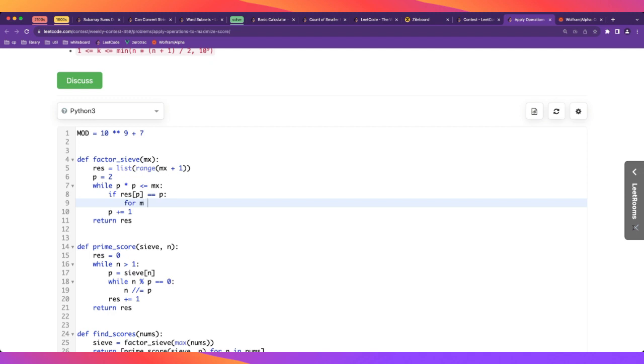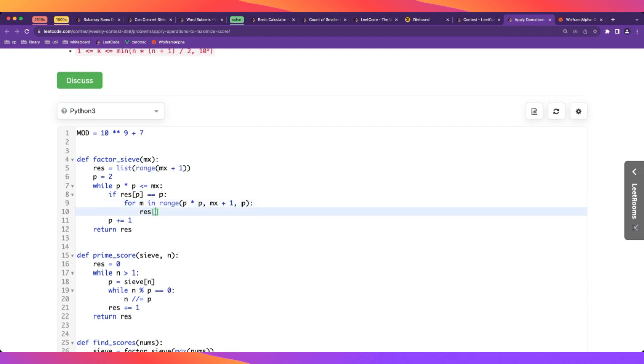And in that case, we want to go over all the multiples of p starting from the square, because all the others were already handled by smaller primes. And we skip, the step is p because we want only multiples of p, and we set p as the prime of m. It doesn't matter which one it is.